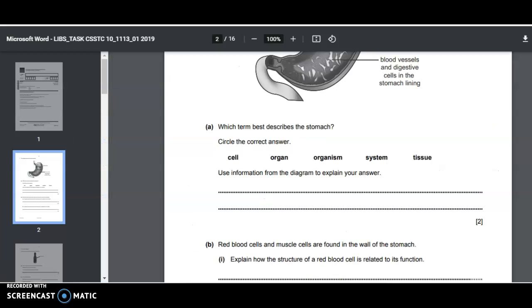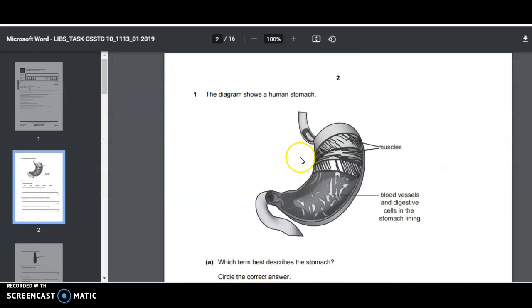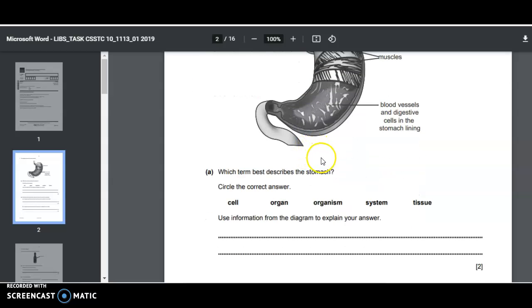So I've written down the questions and I'm just going to go through one by one, the ones that were asked. Question 1 about the stomach. Which term best describes the stomach? So we go back and we look at definitions. Cells are the basic building block of the human body, right? So many cells make up tissues, many tissues make up organs, and many organs make up organ systems. So this has muscle and blood vessels, and it has cells in it. So obviously it is an organ. And use the information in the diagram to explain your answer.